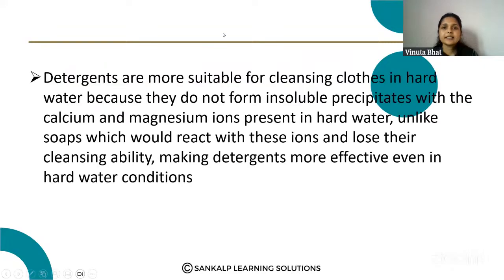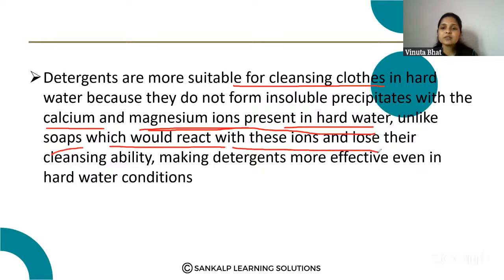Here, the detergents are more suitable for cleansing clothes in hard water because they do not form insoluble precipitates with the calcium and magnesium ions present in water. Hard water contains these calcium and magnesium ions. Unlike soaps, which would react with these ions and lose their cleansing ability, detergents are more effective even in hard water conditions. So that is the very important thing about detergents. Please note down the answer.